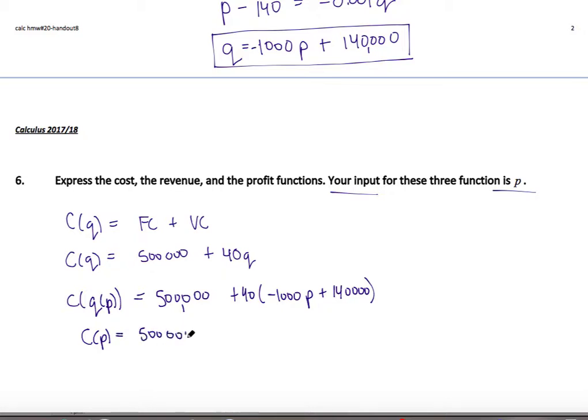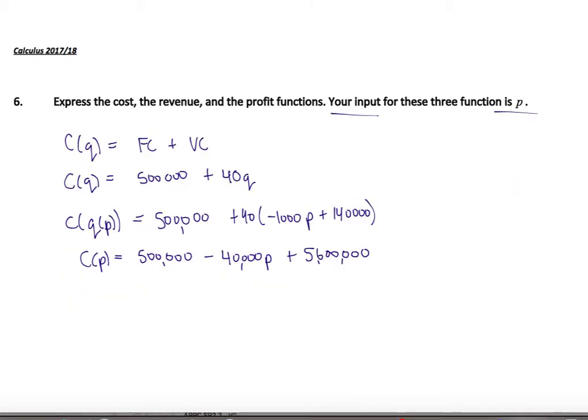So we have 500,000 minus 40,000 P plus, I need a calculator for this, 5.6 million. So one more step of simplification here, and we have our cost as a function of price is going to be 6,100,000 minus 40,000 P. So that's our cost function.